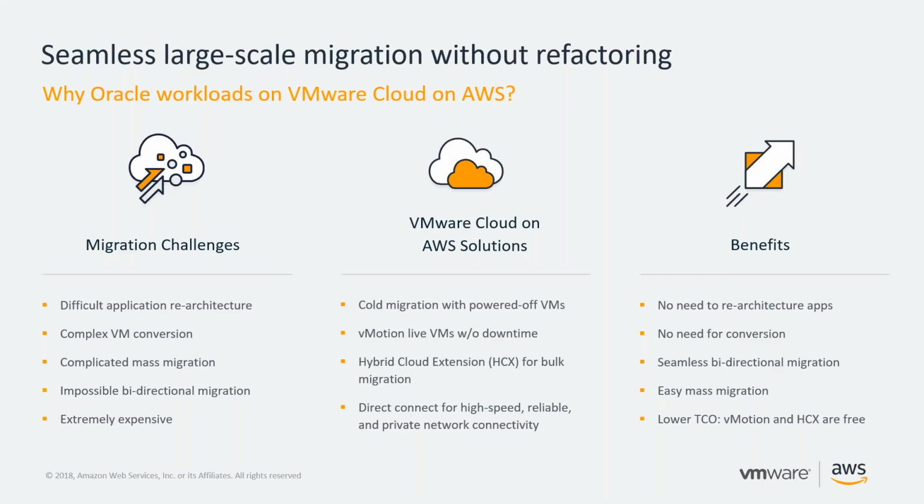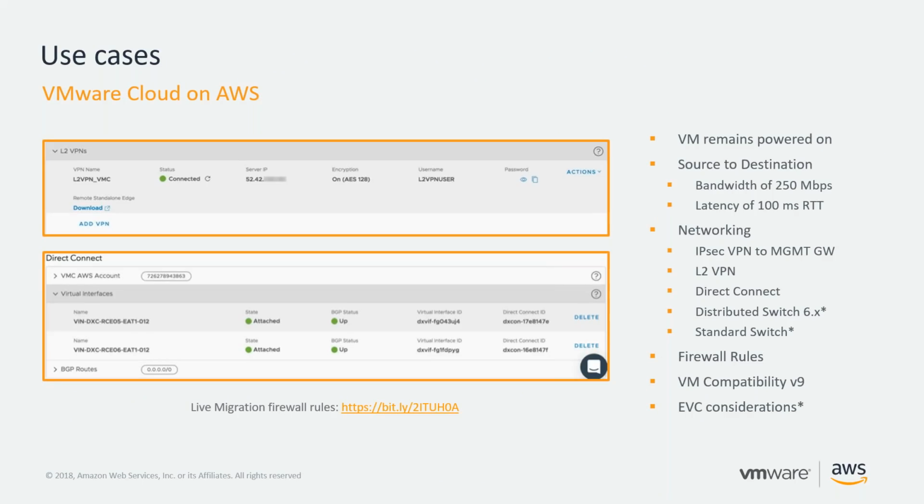And then you have that seamless bidirectional migration that can take place between on-premises with your VMware stack to VMware Cloud on AWS. And then also you can lower your TCO by utilizing vMotion, and also HCX is free with VMware Cloud on AWS.